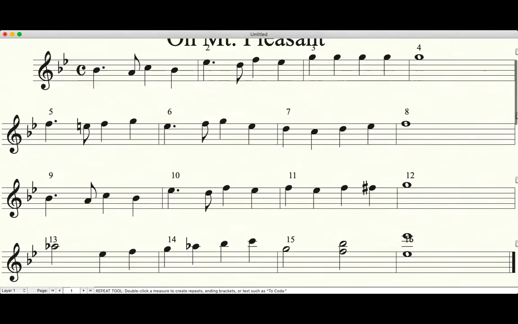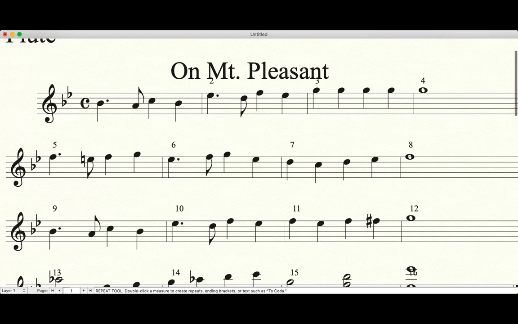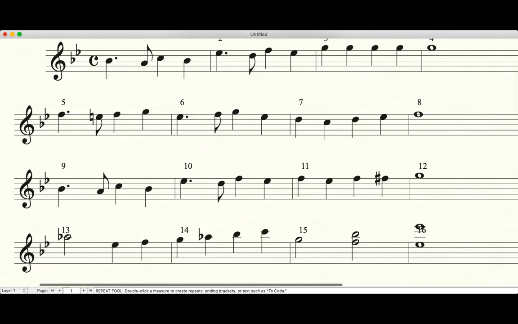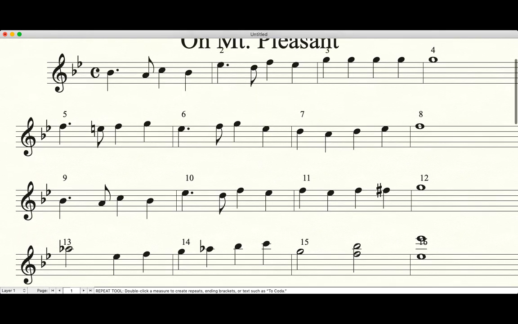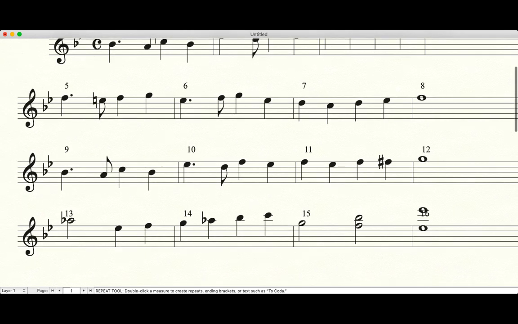This is a video of Miss Westfall taking you through On Mount Pleasant, the bottom two lines, okay? So hopefully you've checked out the video with the top two lines explained. Now here's the bottom two, okay? The first measure, measure nine and measure 10 are actually the exact same thing as measure one and measure two. So if you've done the first video, this is really simple, okay?